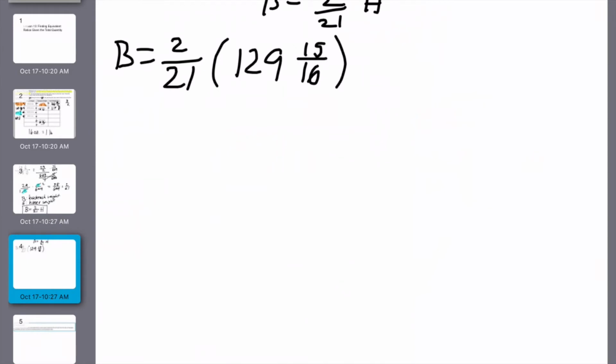I'm going to go ahead and fast forward through this because, again, we just need to remember that it would be helpful to make 129 and 15/16 into an improper fraction, which means I would need to do 129 times 16 and then add 15 to that, and that would be my new numerator. And then multiplying fractions is multiplying across the top and across the bottom.